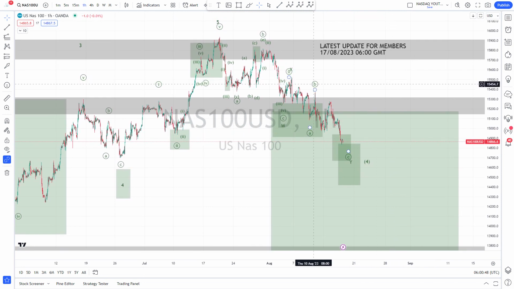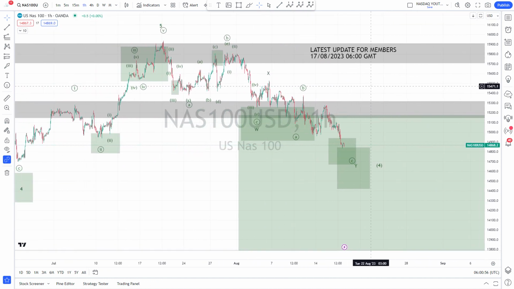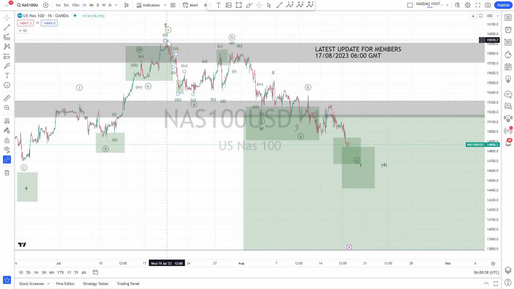So I believe we did, or we are doing a WXY structure here. So this here is our high. Then we had an ABC to do the wave W, shallow wave X, and now again an ABC to do the wave Y.